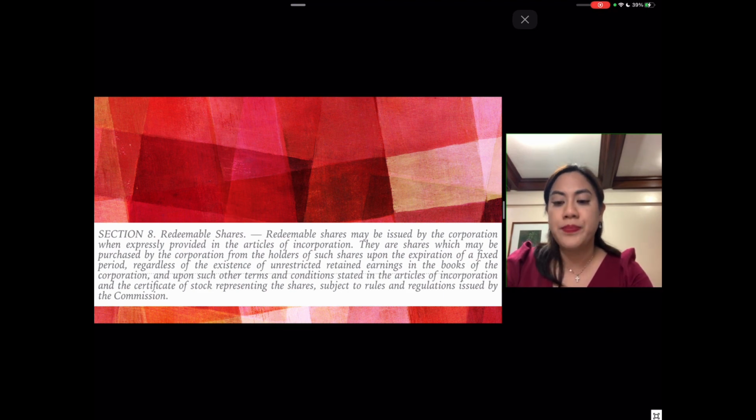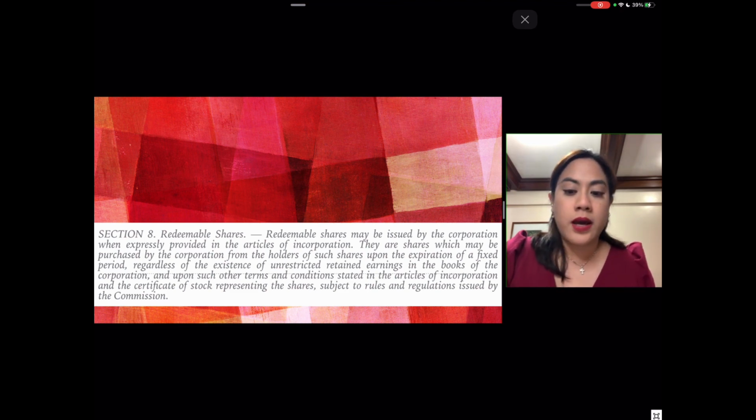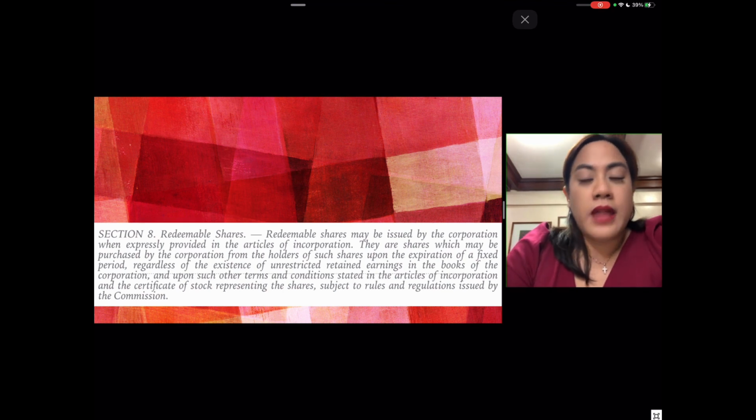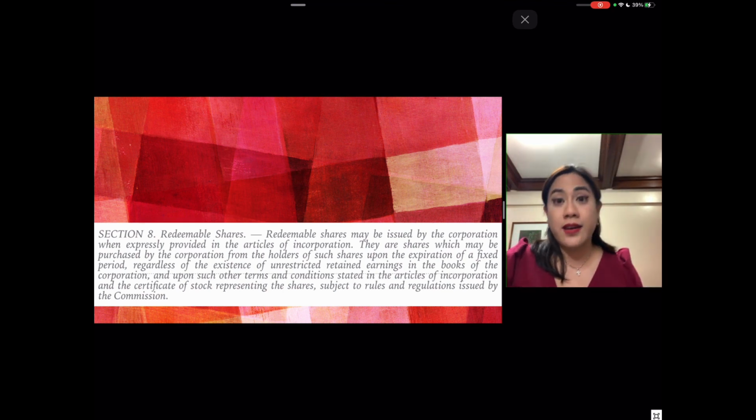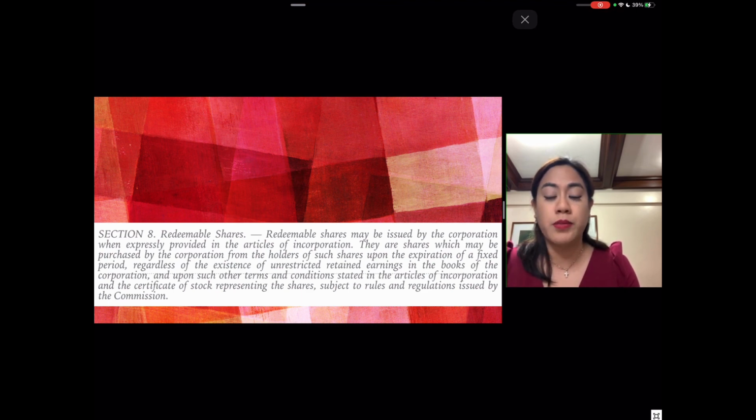What does it mean? It means that redemption cannot be made where the corporation is insolvent or will be insolvent or unable to meet its debts after redemption. That's why, if you remember your basic accounting, there is a sinking fund for redemption of redeemable shares. And what is a sinking fund?